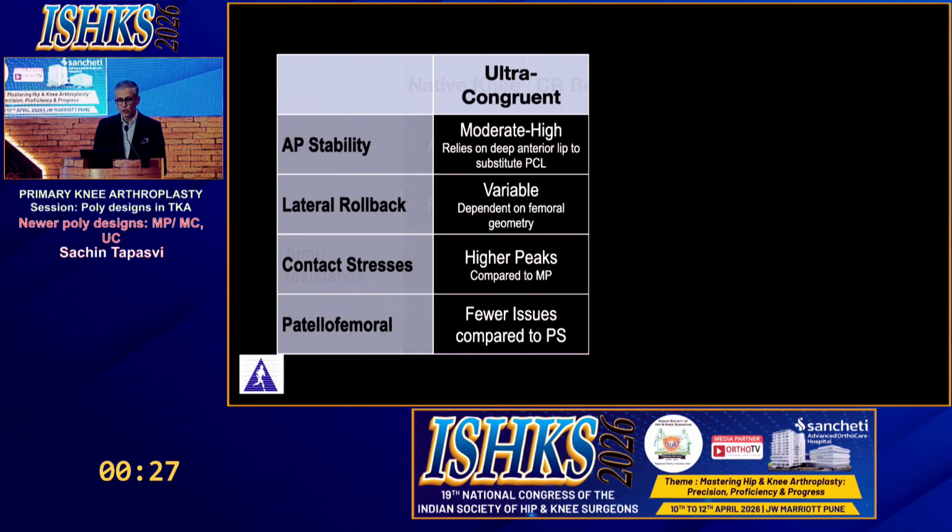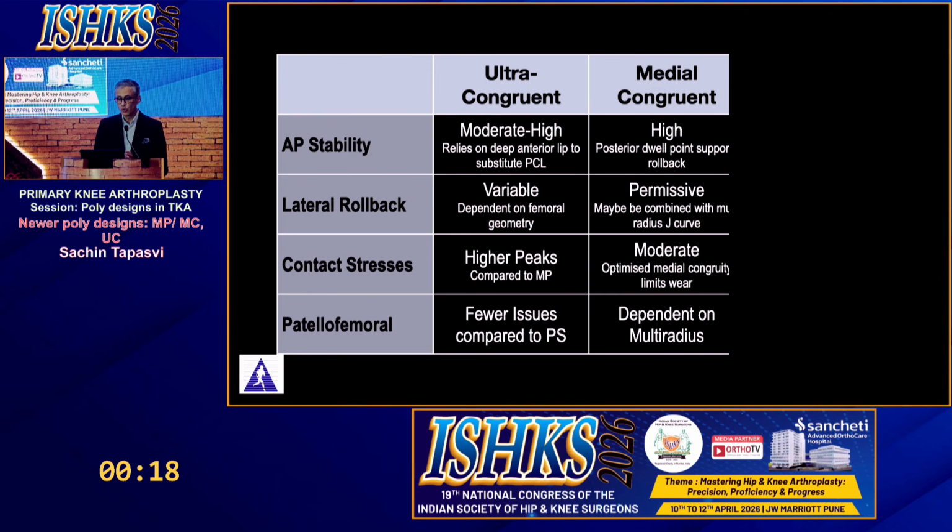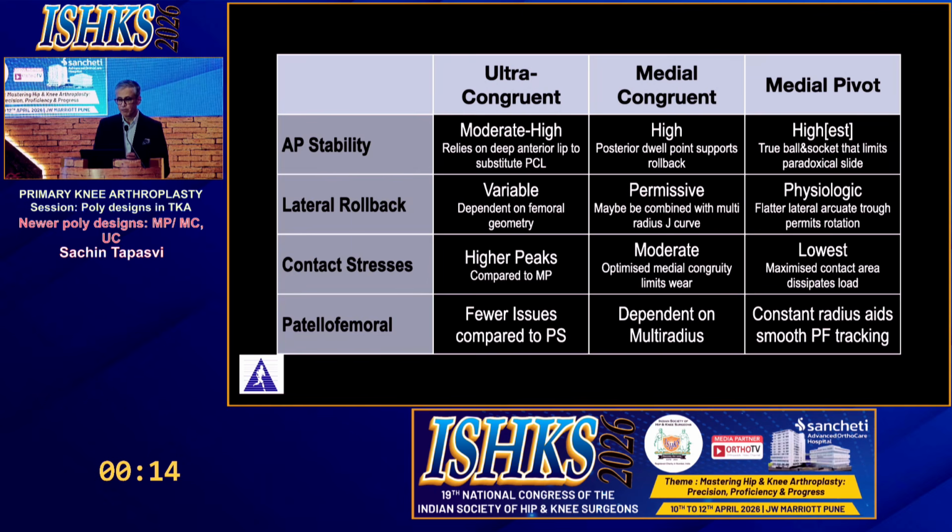So I think to conclude, if you're using an ultra-congruent, then you are going to get moderate to high AP stability. If you go to a medial congruent, you'll get a high AP stability, but if you use a medial pivot, you'll get the highest amount of AP stability with a physiologic lateral rollback.